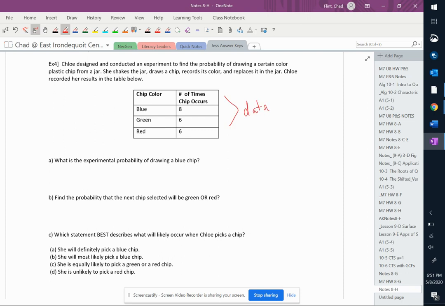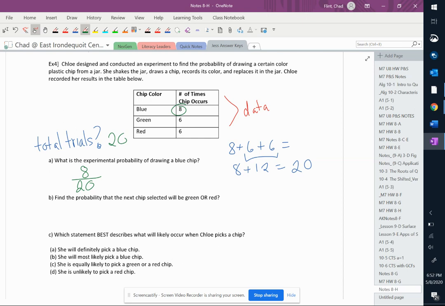So what is the experimental probability of drawing a blue chip? Well, how many total chips am I dealing with? Or not how many total chips, sorry. How many total trials? Or how many total picks? Well, 8 plus 6 plus 6. 6 plus 6 is 12. 8 plus 12 is 20. So 20 is my total number of trials. So 20 is my denominator. And out of those, 8 were blue. So the experimental probability of a blue chip would be 8 out of 20.